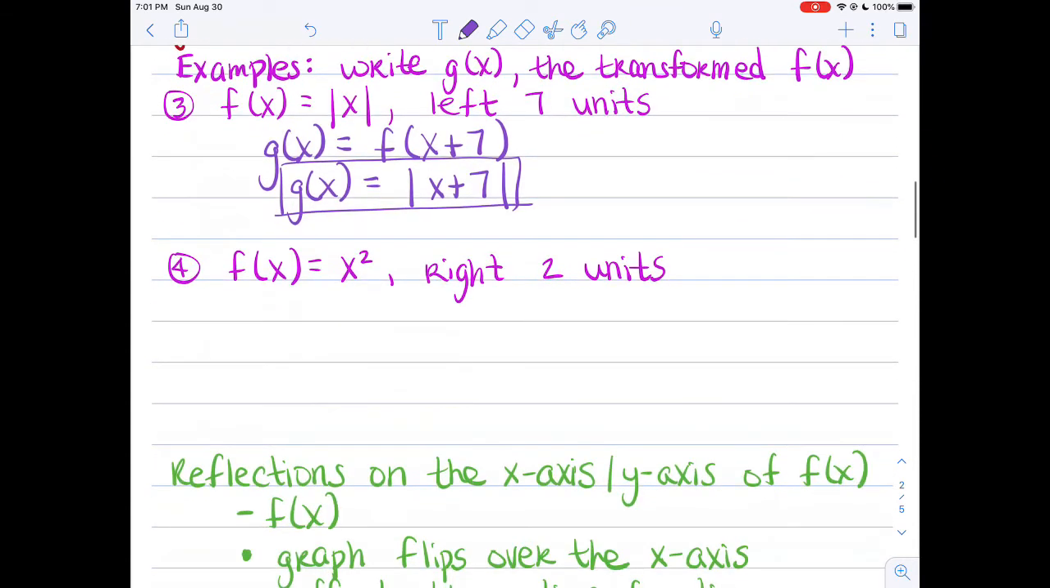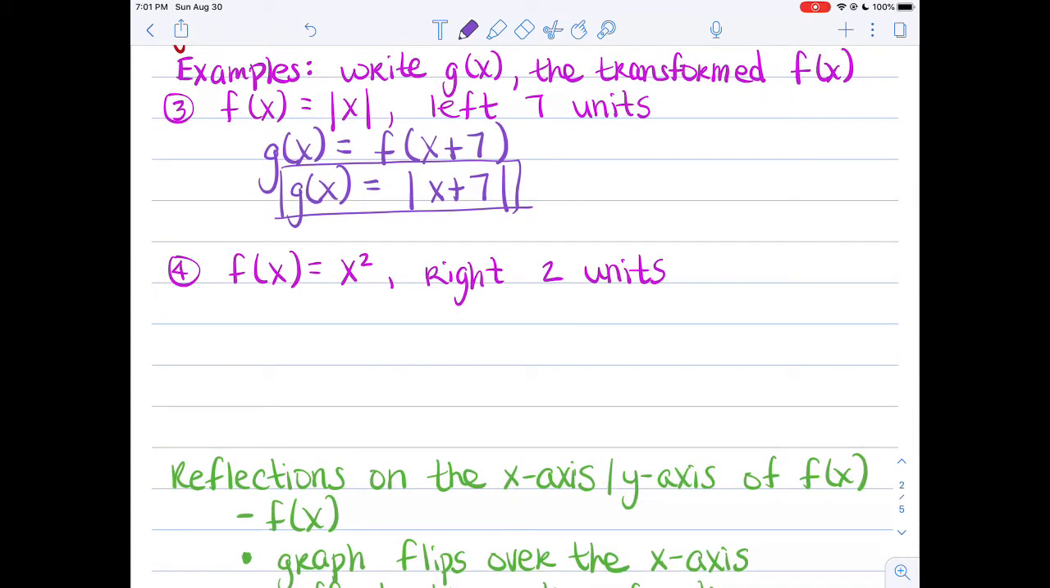Let's take a look at another example. We want to start with our quadratic parent function x squared and move to the right by 2 units. So g of x is going to equal f of x minus 2. Remember, right is when we have a negative sign. And so g of x, substituting in x squared, is equal to x minus 2 squared.